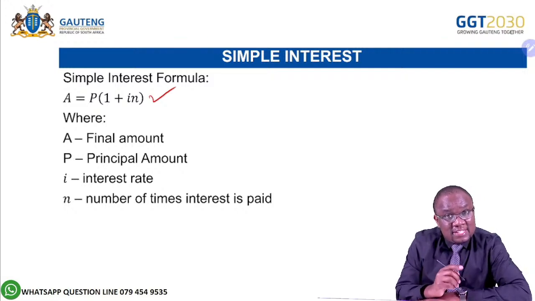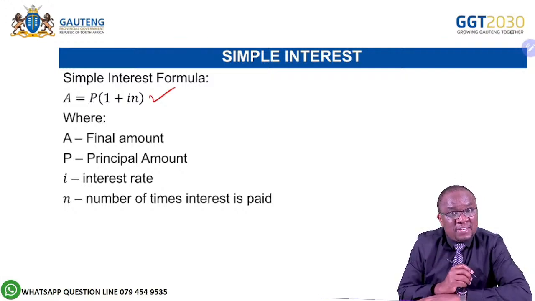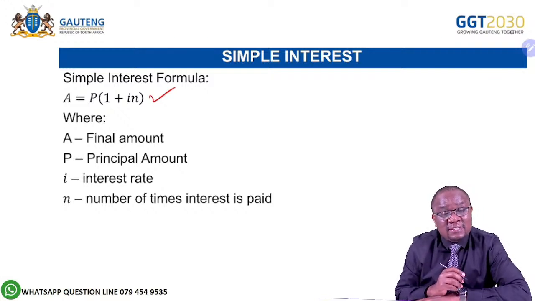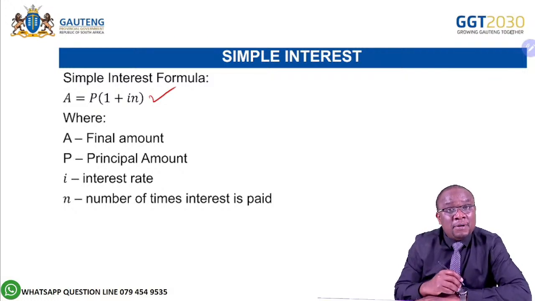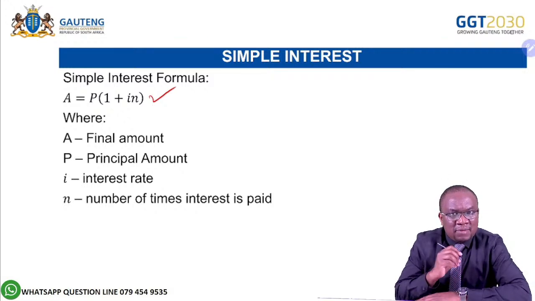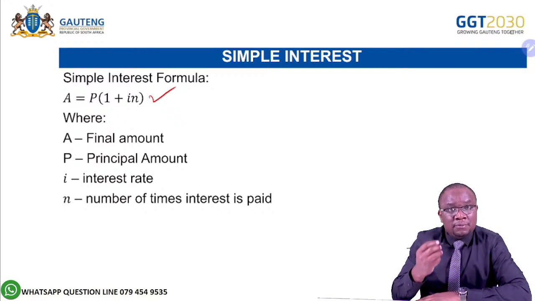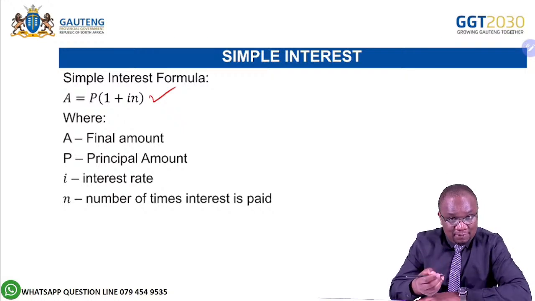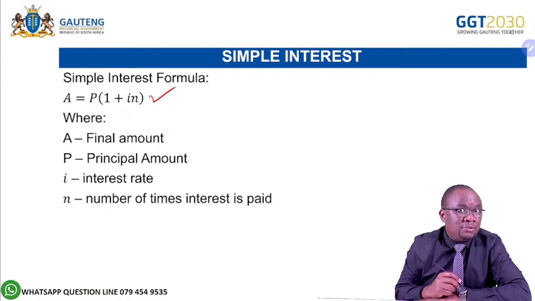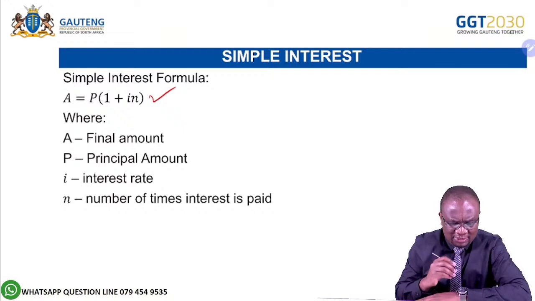Now in grade 10, it is safe to say N is equivalent to number of years, because our compoundings in grade 10 are done annually, yearly. But when you're going to higher grades, grade 11, we're going to talk about compounded monthly, compounded quarterly, compounded semi-annually. So our N is going to change there. It's not going to be number of years. But for now, just remember this: N is not the number of years, but number of times interest is paid. It's only that here we're going to be doing compounded annually per annum. That's why our N is going to be equivalent to the number of years. Okay. All right. Take note of that.